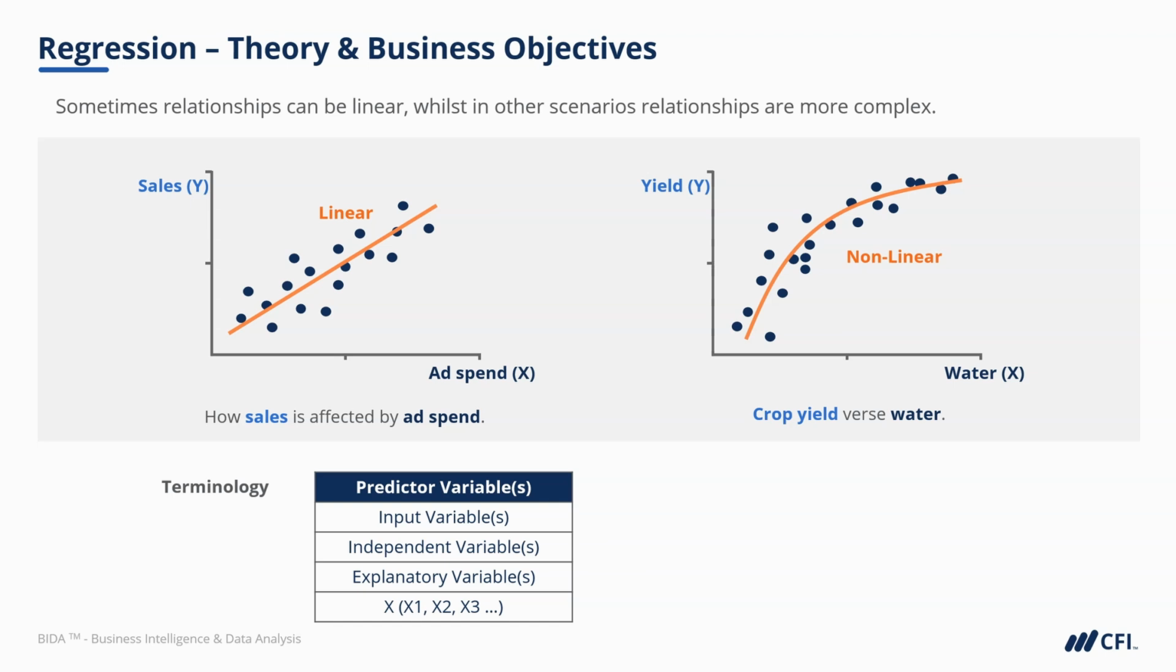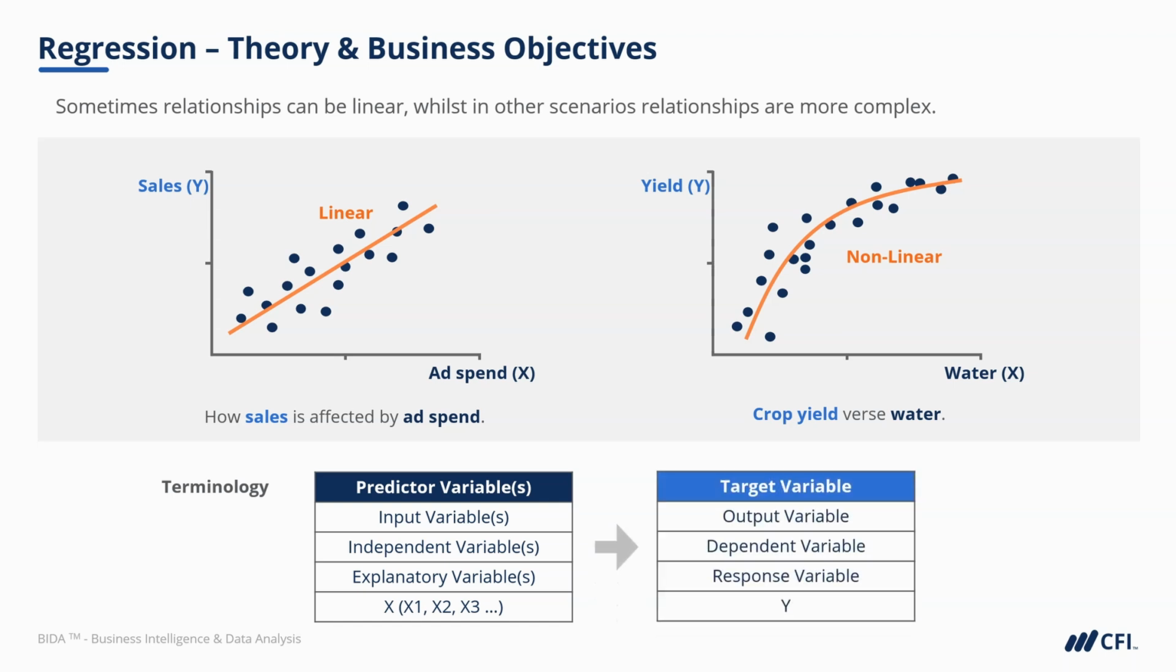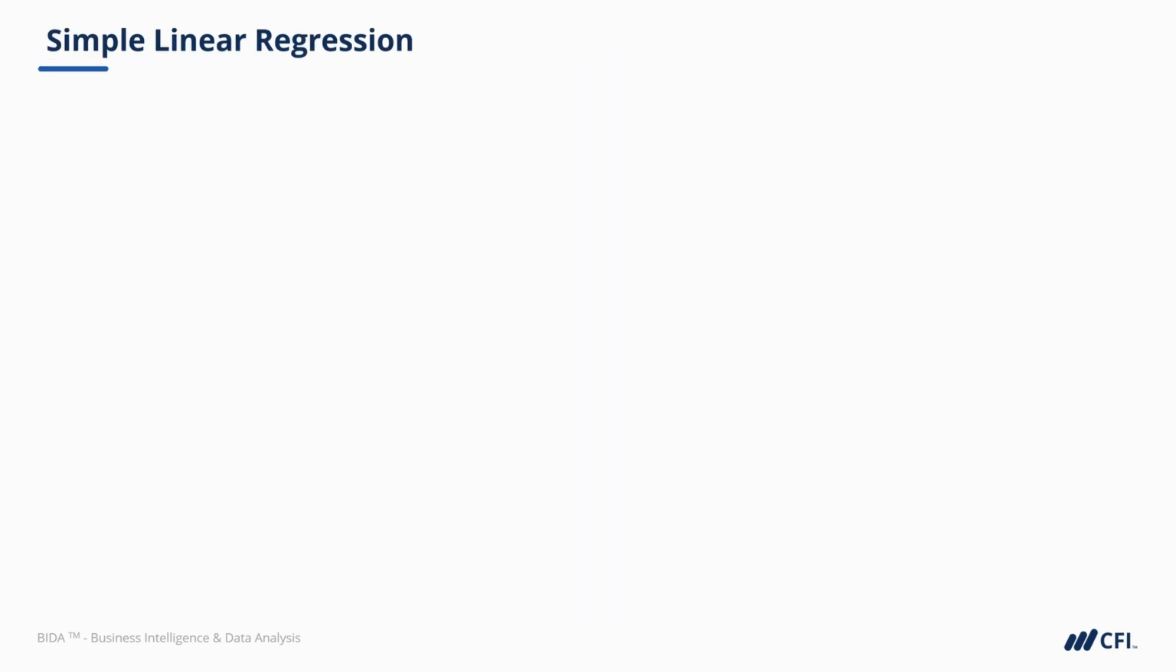On the other side, our target variable can also be known as an output, a dependent variable, a response variable, or simply just referred to as y. But in summary, the goal of regression is to understand how those predictive variables can help us predict the target variable.